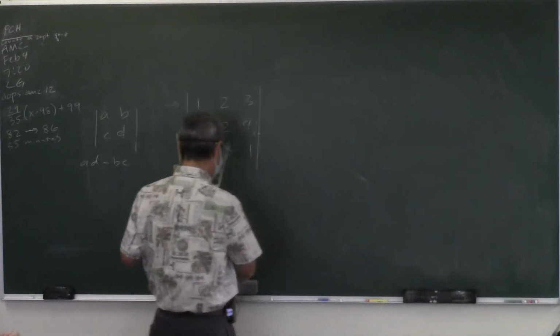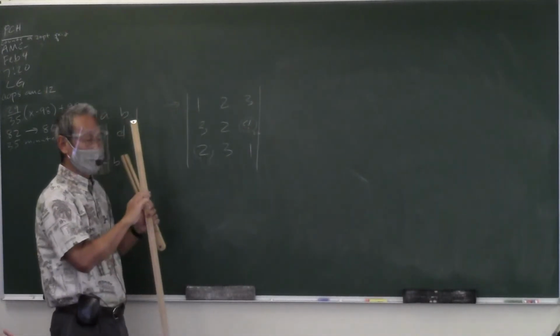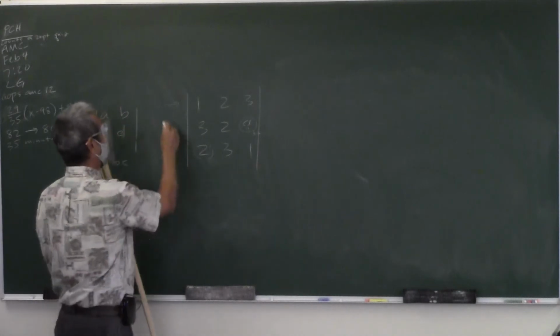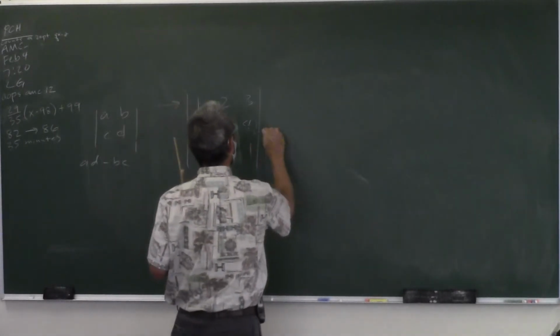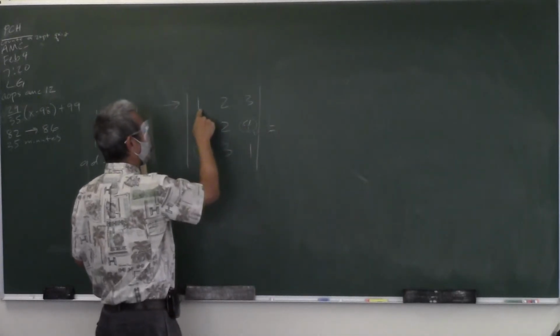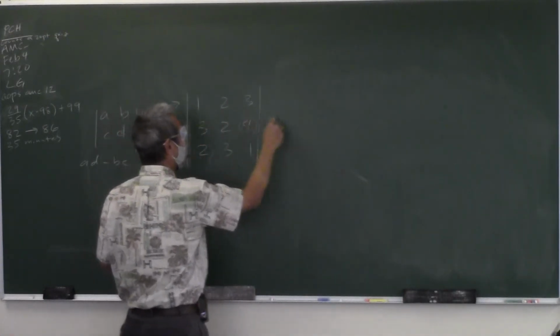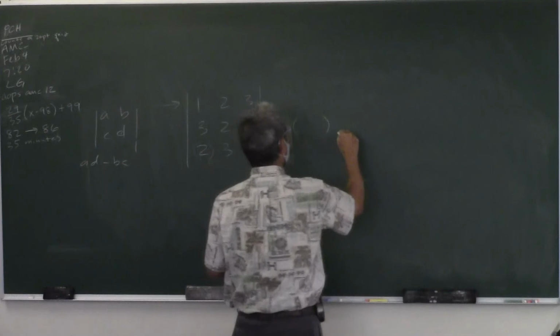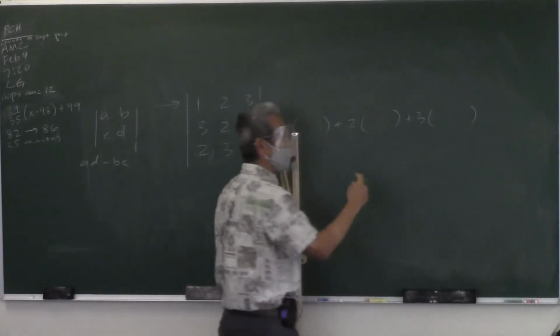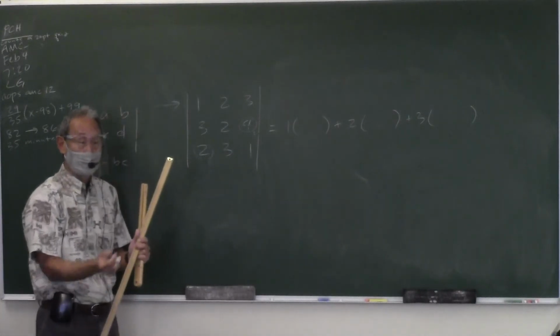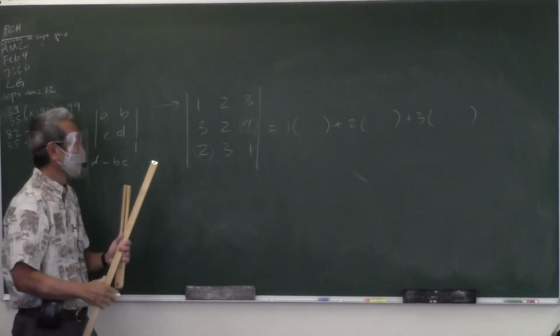Okay, so like I said, select any row or any column. Let's select the first row. How much time we got? We've got 10 minutes. Oh boy. Okay, so we're going to multiply each element 1, 2, and 3 by its cofactor, and then we add them all up.